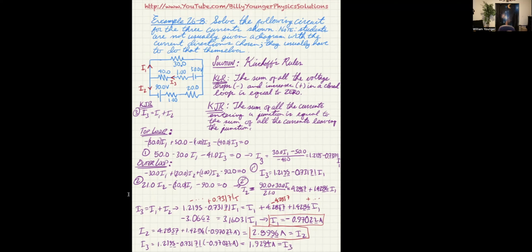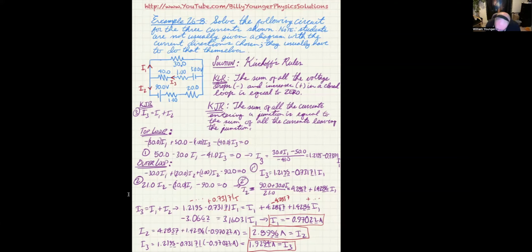We should make sure that these in fact add up to meet the requirements for equation 3. So I'm going to check I1 plus I2, negative 0.97022 plus I2 would be 2.8996, gives me 1.9294, which is exactly what I3 is. That works.